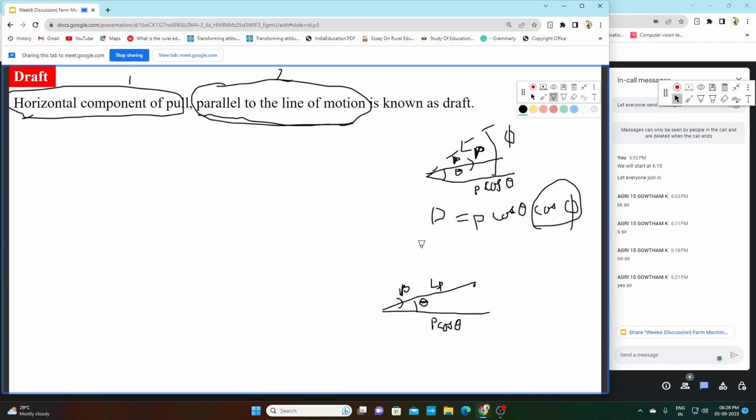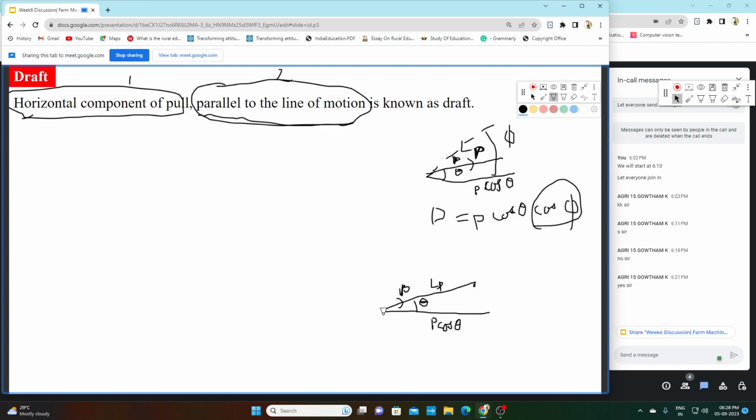Now there are some implements like the moldboard plow or offset disc harrow. In all these implements, the line of motion of the tractor is not inclined with the line of pull. Are you able to imagine this situation? Yes, sir. In all those implements we have to use the second part of the definition also, that is it should be parallel to the line of motion.